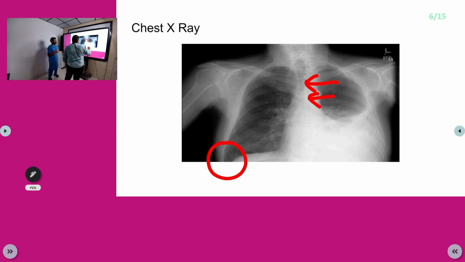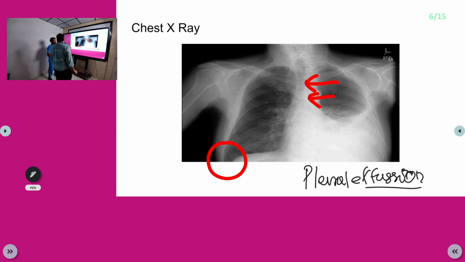With this X-ray, we have narrowed down our differential diagnosis as pleural effusion. One differential diagnosis is pleural effusion. Whether it is just a pleural effusion or something else along with it. Why can he develop a pleural effusion within a 2-day history?